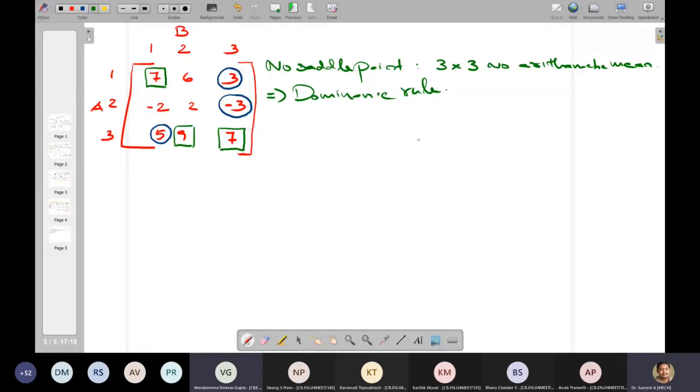We can remove the second row, sir. Yeah, why? Because compared to the other two rows, all of its elements are less. Okay, so comparing row 1 with row 2, row 1 is dominated over row 2.